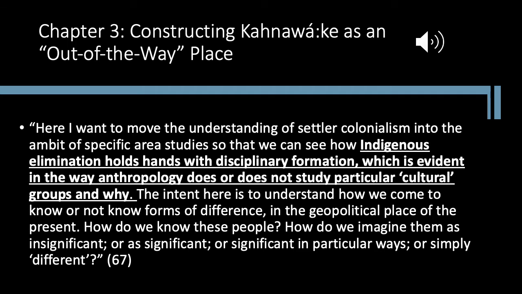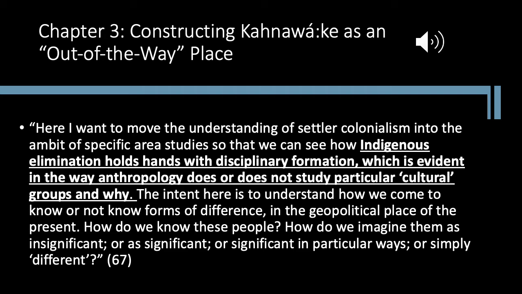Chapter 3 is a critique of older anthropological discourses, starting with Lewis Henry Morgan, who I'll talk about in a minute. And Simpson has this lovely quote where she says, "Here I want to move the understanding of settler colonialism into the ambit of specific area studies," basically indigenous studies in this context. Indigenous studies, Black studies, Asian American studies. "So we can see how indigenous elimination holds hand with disciplinary formations, which is evident in the way anthropology does or does not study particular cultural groups and why."